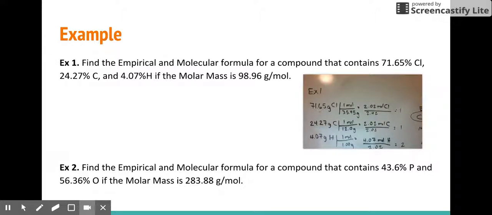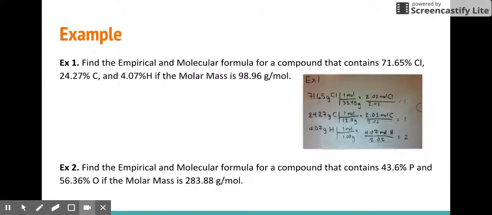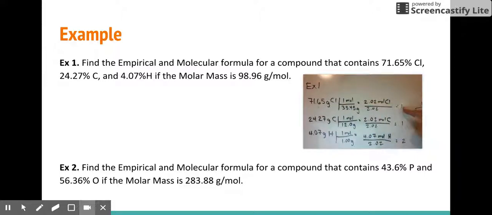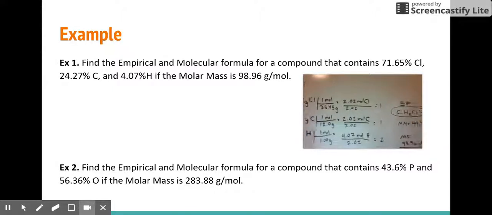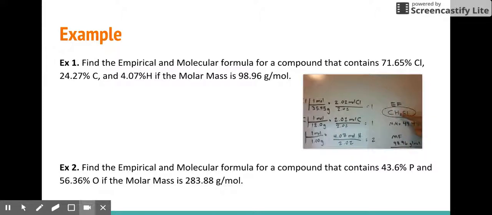Now, once we have moles of each, we then have to figure out which is the smallest number out of all of these. The smallest number is 2.02. So to get whole number relationships between these, we're going to divide every single one of these by that smallest number. And you see how we're getting whole numbers out of that. We have Cl, which is a 1, to C, 1 to H2. So that's telling us we have a 1 to 1 to 2 relationship as far as Cl, C, and H goes. From there, we can determine our empirical formula. So we have CH2Cl2 as my empirical formula.